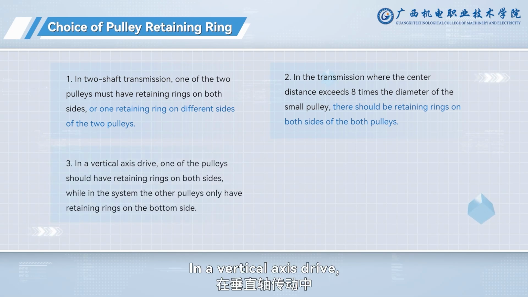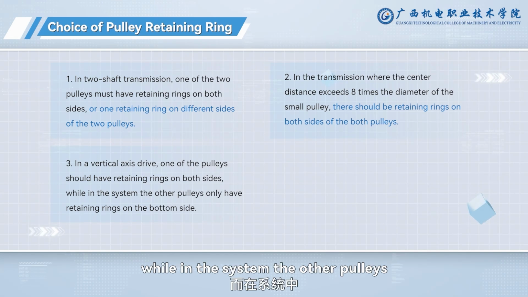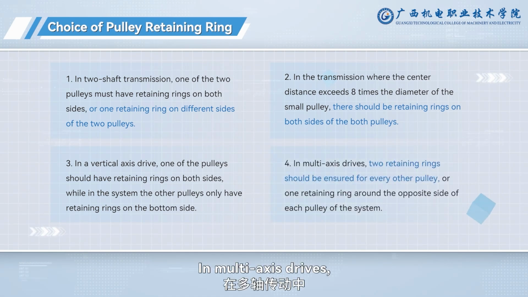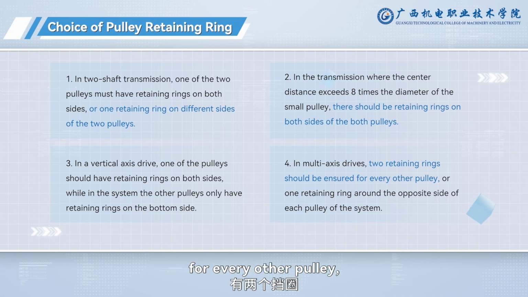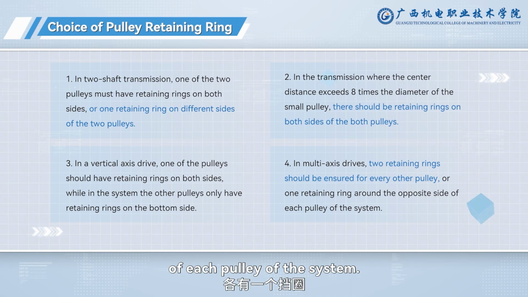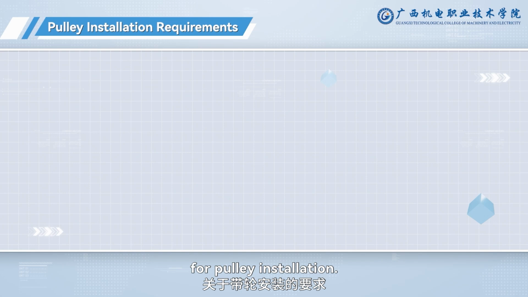In a vertical axis drive, one of the pulleys should have retaining rings on both sides, while in the system the other pulleys only have retaining rings on the bottom side. In multi-axis drives, 2 retaining rings should be ensured for every other pulley, or 1 retaining ring around the opposite side of each pulley of the system. The second point is about the requirements for pulley installation.